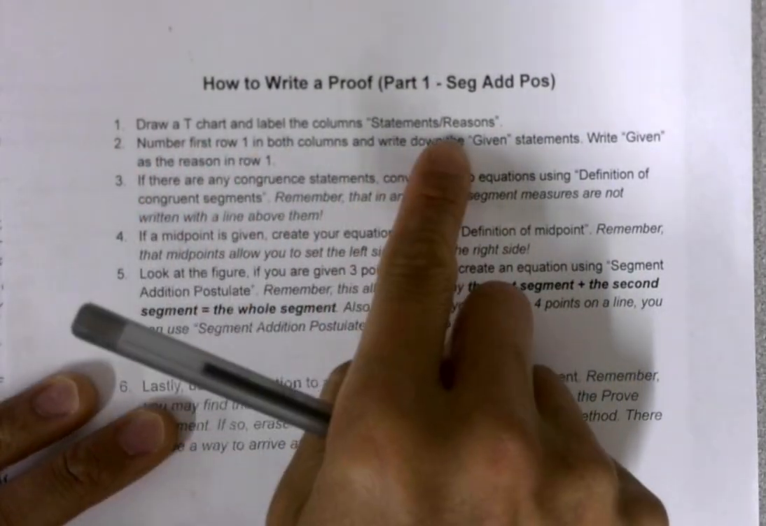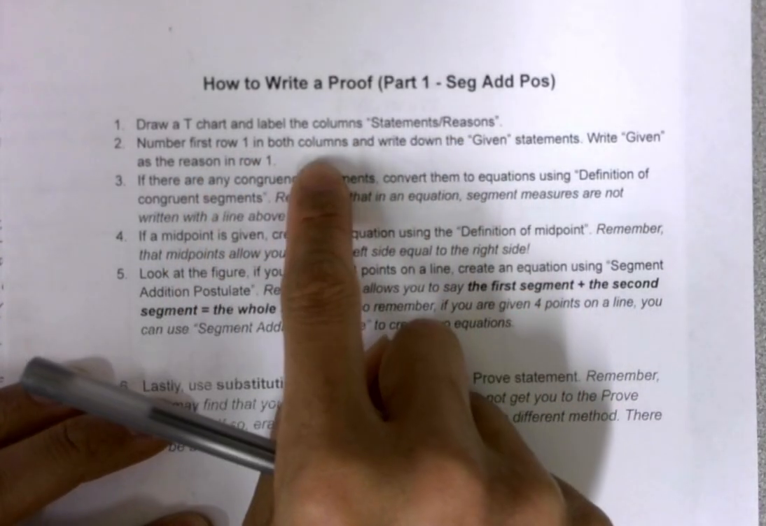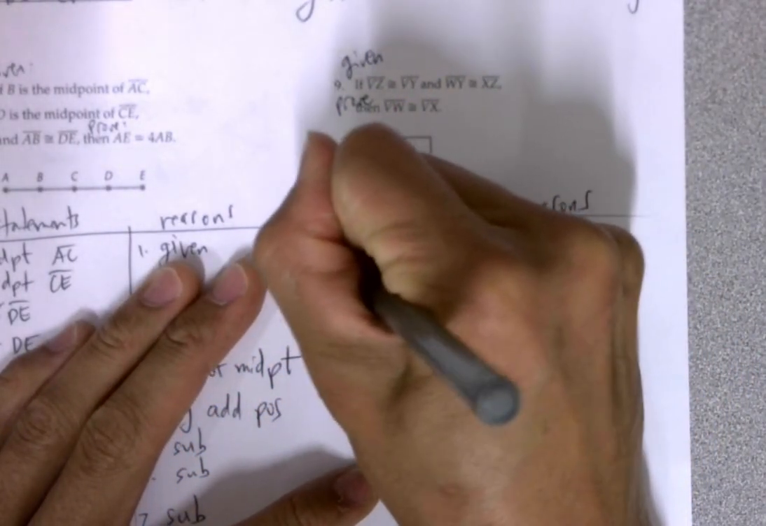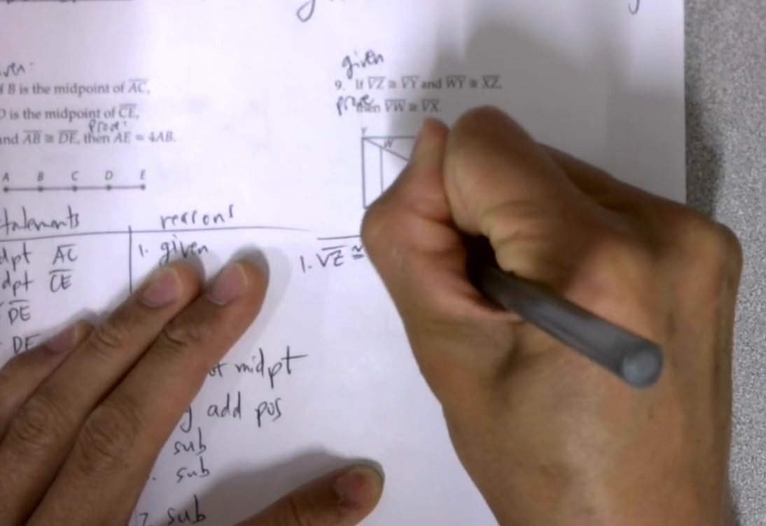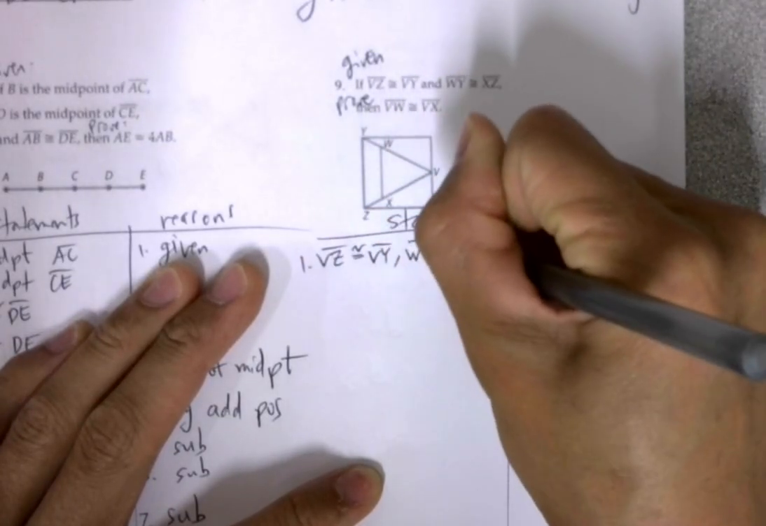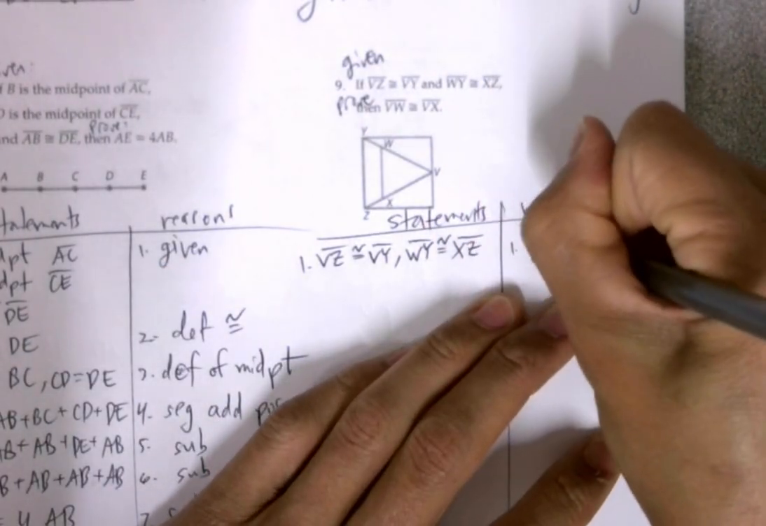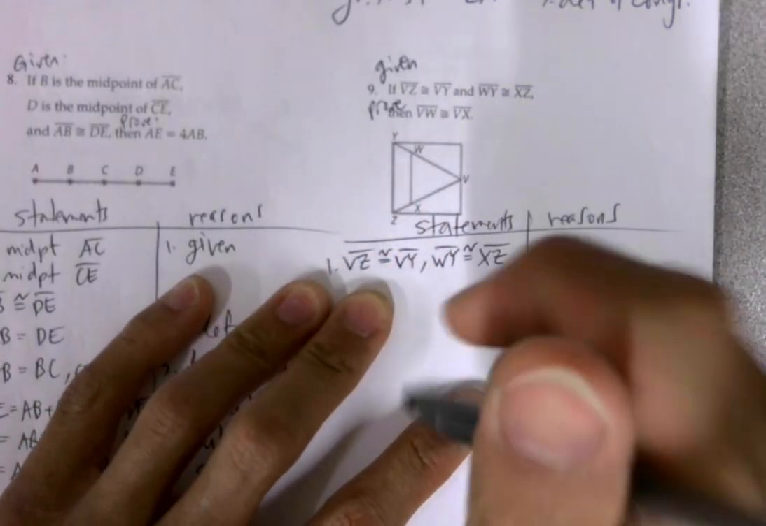Our second step, right, first is write the T-chart, statements and reasons. Second is to number row 1 in both columns and write down the given statements. So I'm going to go ahead and put 1. I'm going to write down the given statements: segment VZ congruent to segment VY, and also segment WY congruent to segment XZ, and then our reason here is given. Okay, great. So we have no more proof statements.